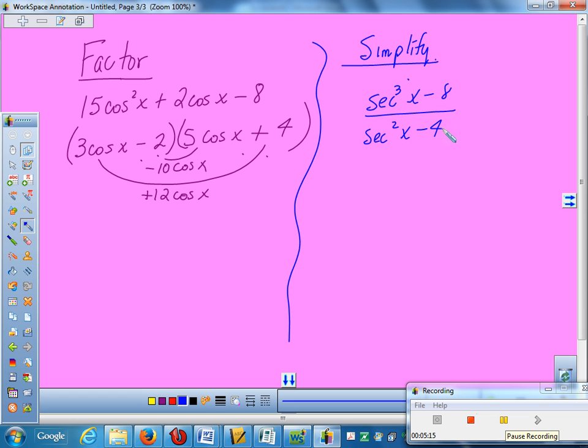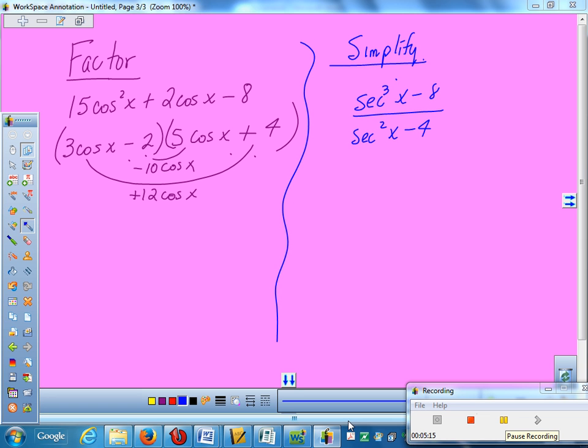Why can't I cancel a secant squared into secant cubed? Because there's subtraction. You can't cancel when there's adding or subtracting terms unless you cancel the whole quantity. So our only choice is to try to factor these. Do you recognize what it takes to factor these? You know the rules for both of these.